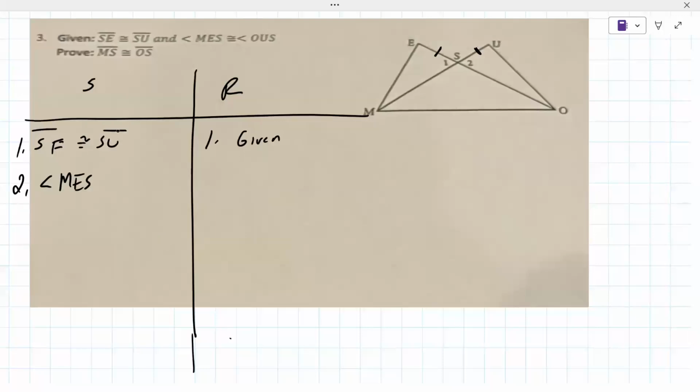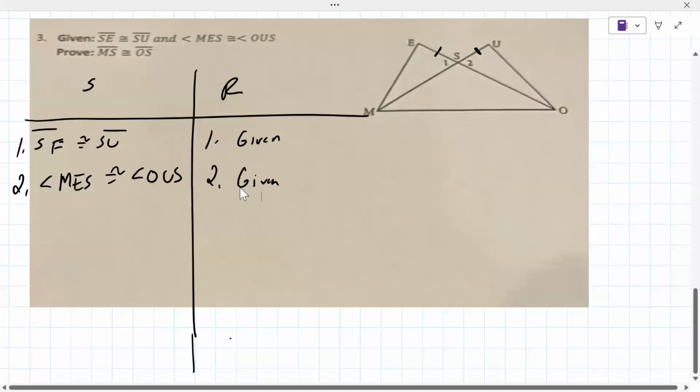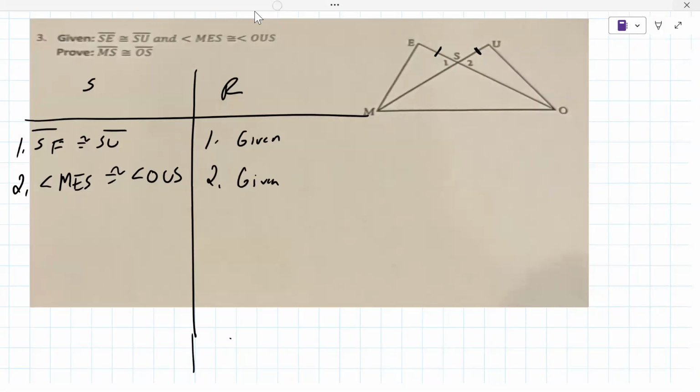Angle MES is congruent to angle OUS. I'd like you to label those congruent angles in your drawing first. Take a shot at that and I'll do the same here. Let me know when you've labeled your drawing.